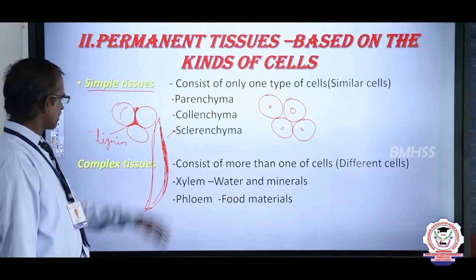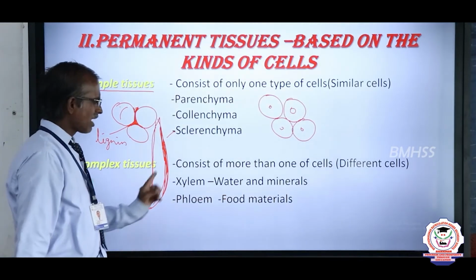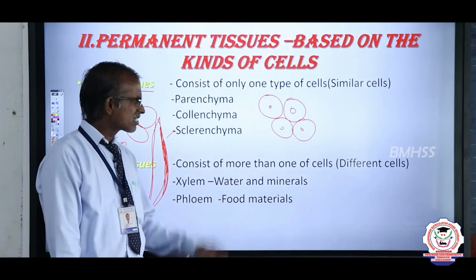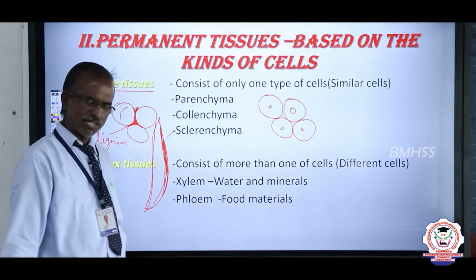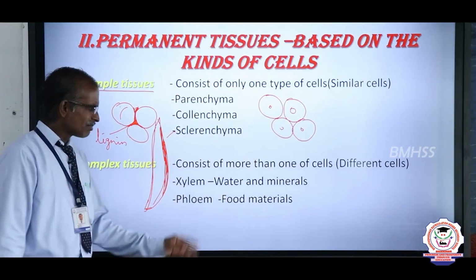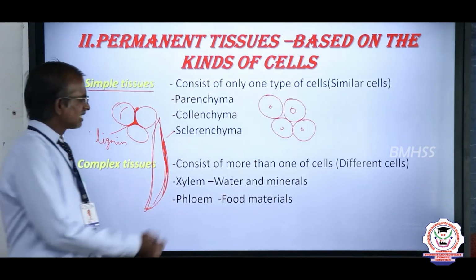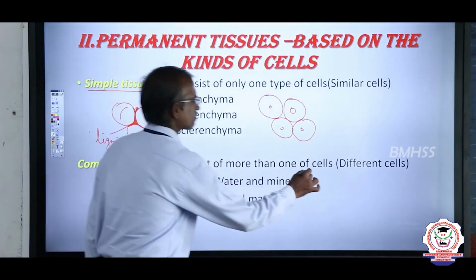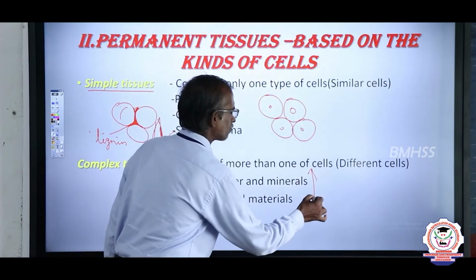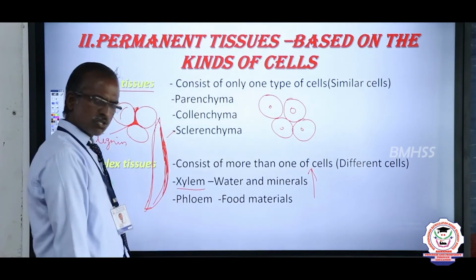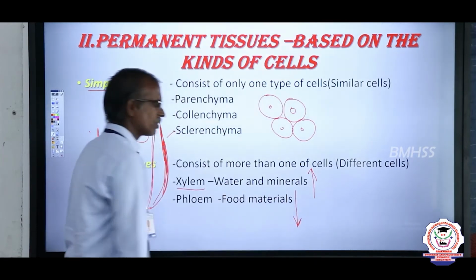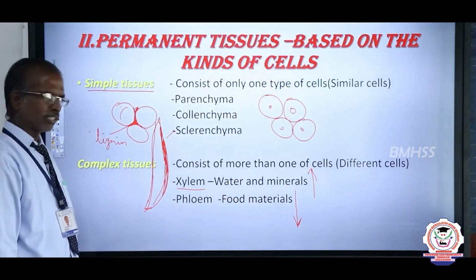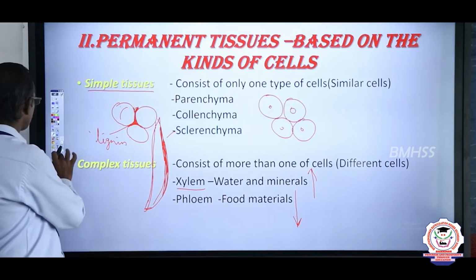These are simple tissues. Now, complex tissues. A complex tissue consists of more than one type of cell. Xylem and phloem are complex tissues. Xylem transports water from the root to the tip of the shoot. Phloem transports food from the leaves to different parts of the plant body.